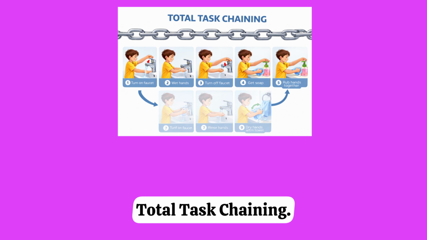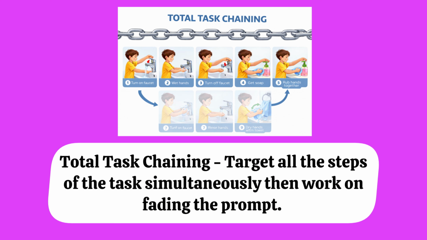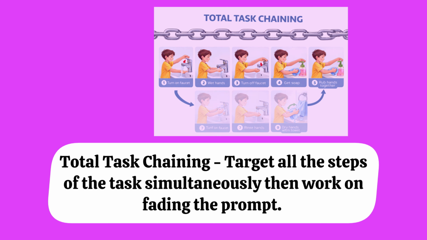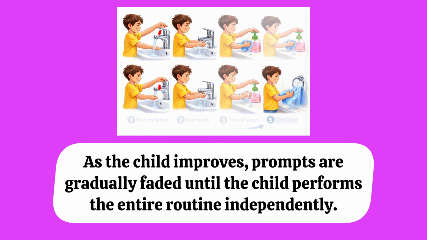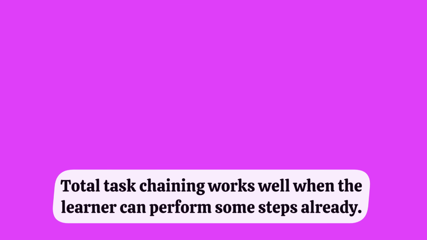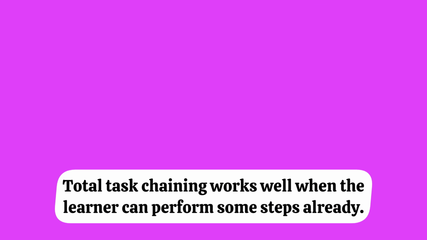Total task chaining. Target all the steps of the task simultaneously, then work on fading the prompts. As the child improves, prompts are gradually faded until the child performs the entire routine independently. Total task chaining works well when the learner can perform some steps already.